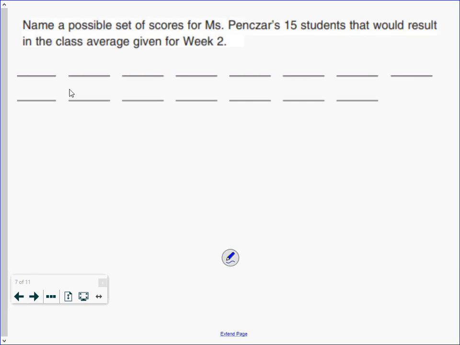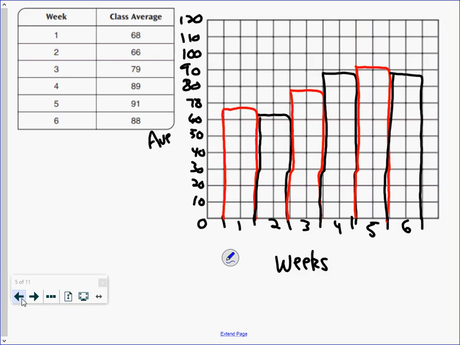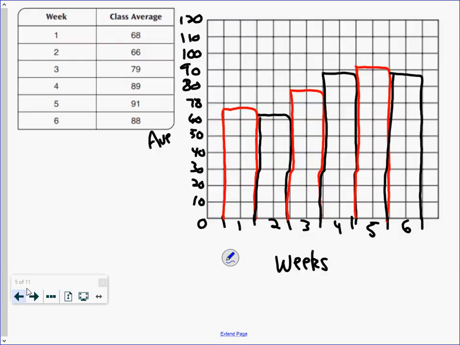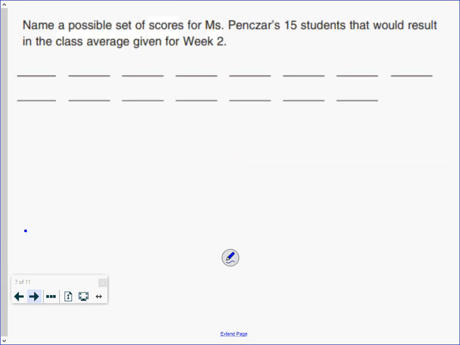Here's today's big lesson. You're going to name a possible set of scores for Miss Pinzar's 15 students that would result in the class average given in week 2. So we have 15 students. Now, I've touched a little bit on how to find the mean before, but let's see what week that was again. Week 2. So we have an average of 66 in week 2. So that's the same as our mean, right? Our mean equals 66. We have 15 kids.